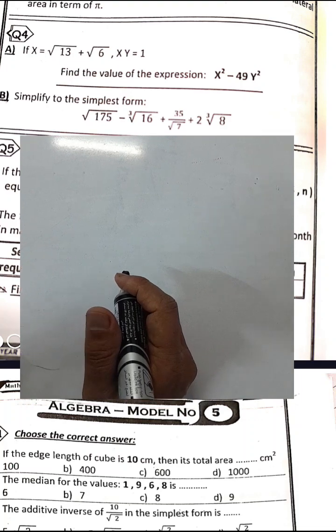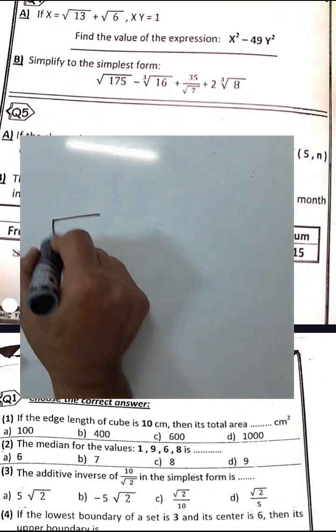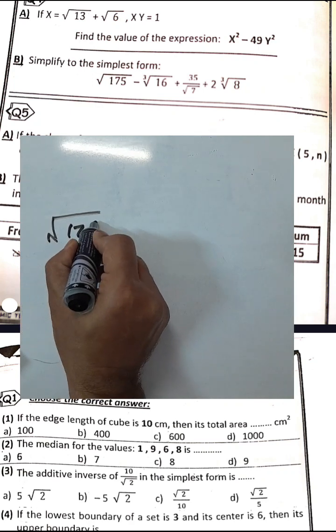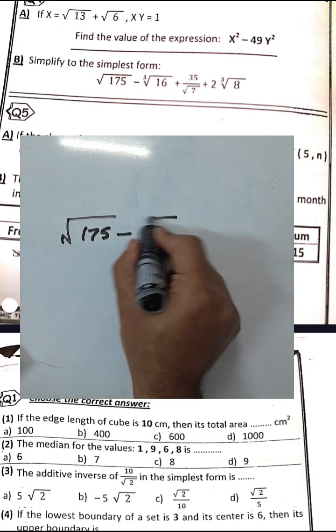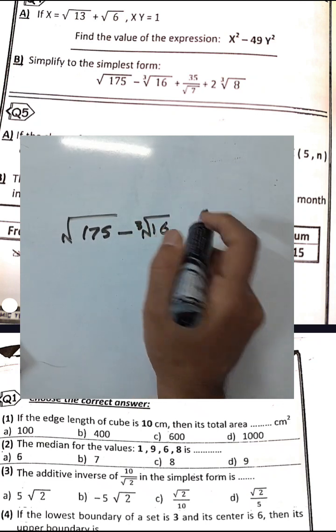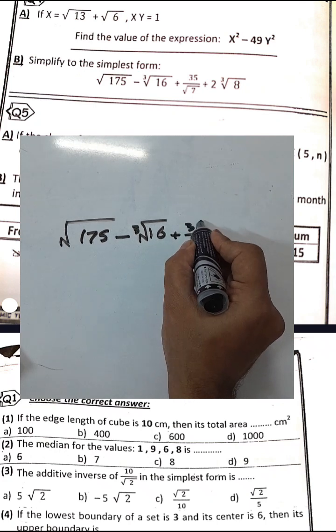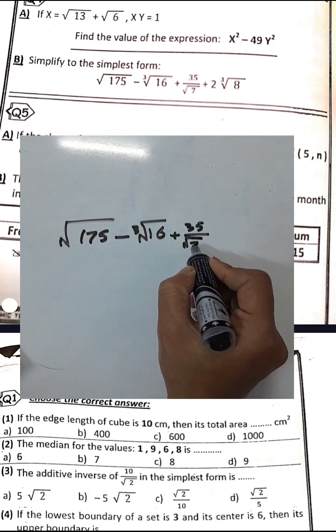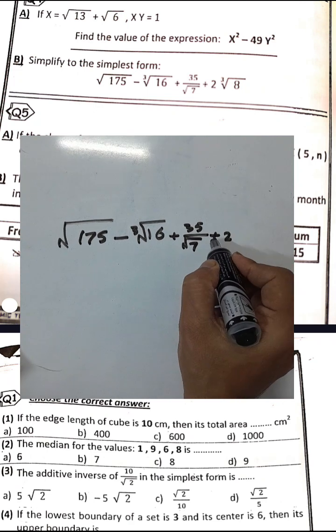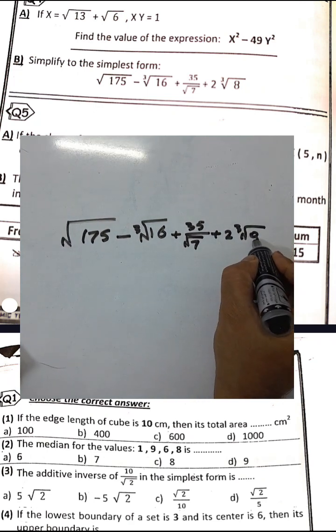Next question. Simplify to the simplest form. Square root of 175 subtract cubic root of 16, plus 35 over root 7, plus 2 product cubic root of 8.